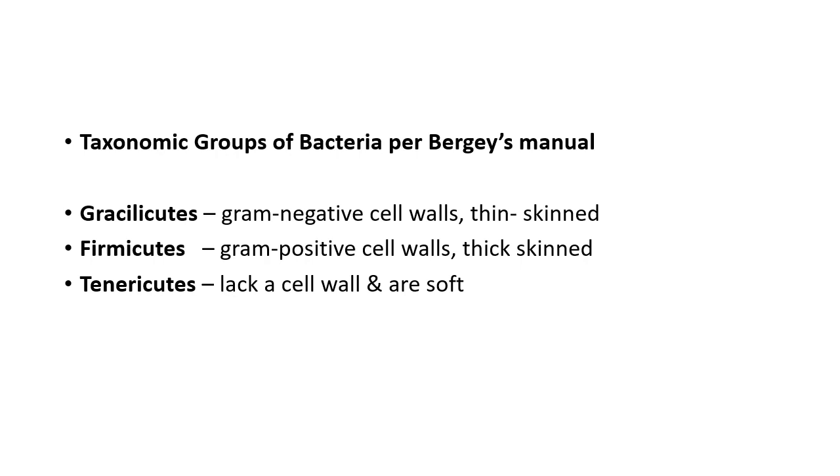And then as per Bergey's manual, which is one of the most respected and also the oldest manual of classification, bacteria can be classified as Gracilicutes, that is, they have gram negative cell walls and they're thin skinned. Firmicutes have gram positive cell walls and they're thick skinned. And then there are Tenericutes, which are bacteria which lack a cell wall altogether and are soft. So you can understand from here that the cell wall gives the bacteria a particular shape, gives it rigidity, and is naturally hard. Don't worry about gram negative and gram positive, I will be discussing it shortly.